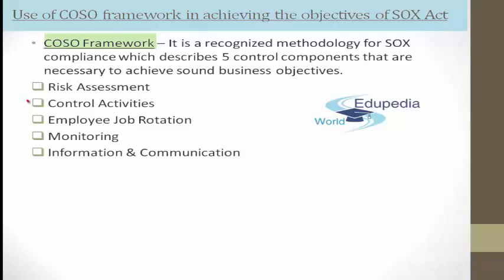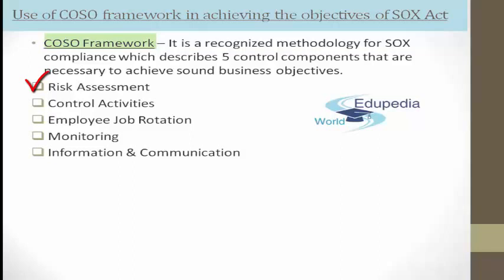Number 1, risk assessment. Number 2, control activities. Number 3, employee job rotation. Number 4, monitoring. And number 5, information and communication. Let's understand all these points one by one so that I can provide you complete clarity with respect to this.